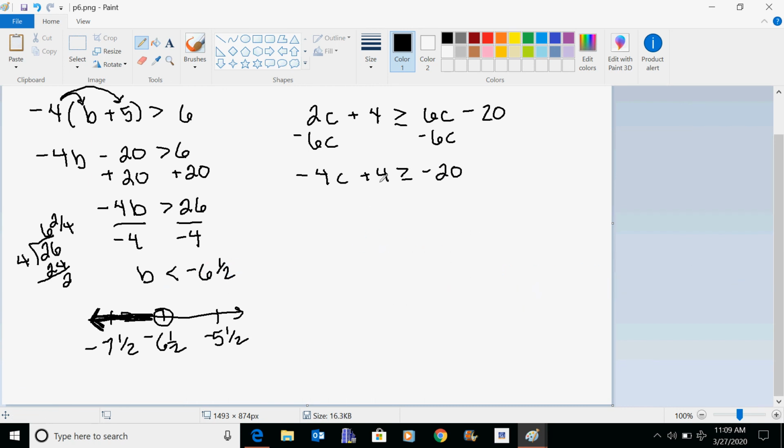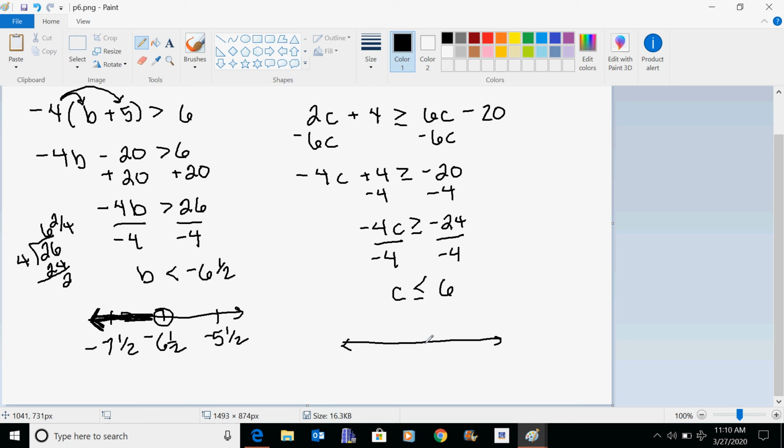And then if I want to continue to solve, I need to take away 4 from both sides. Here we were at negative 20 and we went 4 more to the left. I need to divide by negative 4. Remember, when you multiply or divide by a negative to solve, that's going to flip over your inequality sign. So that gives you 6.